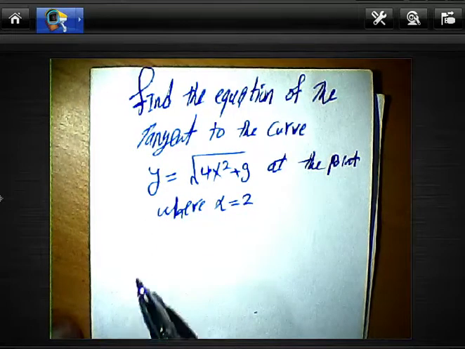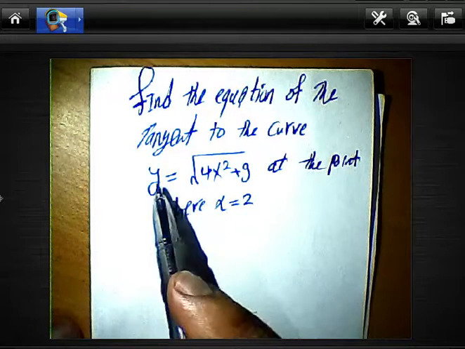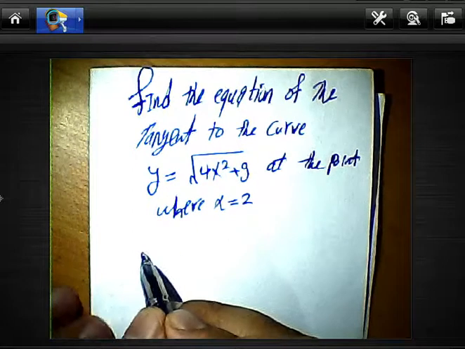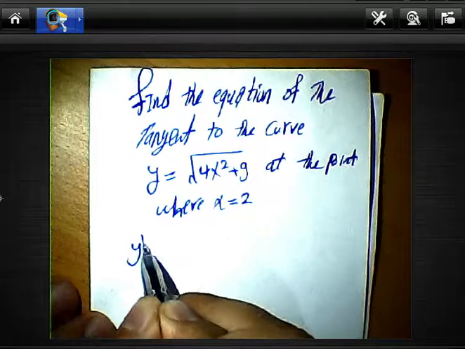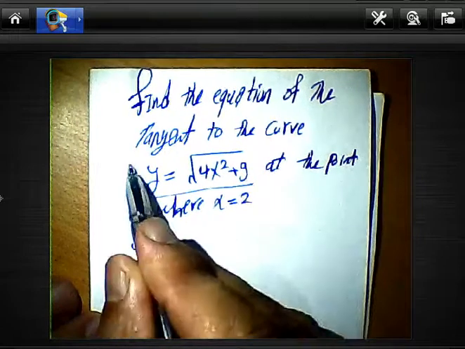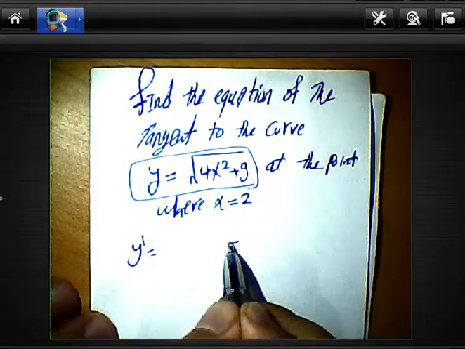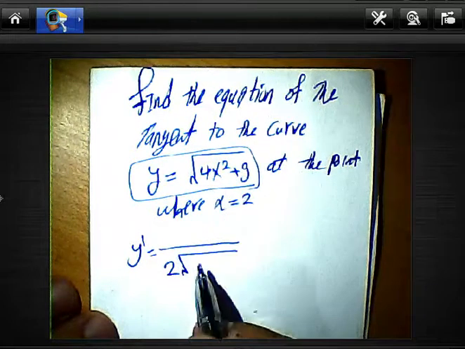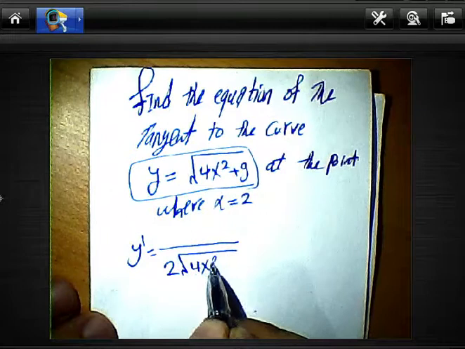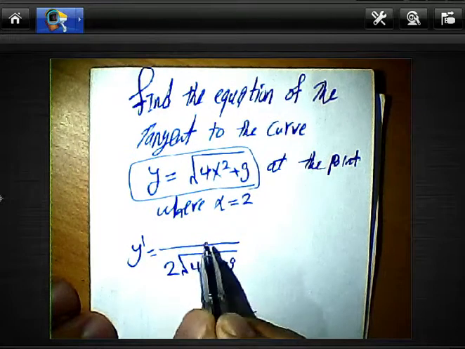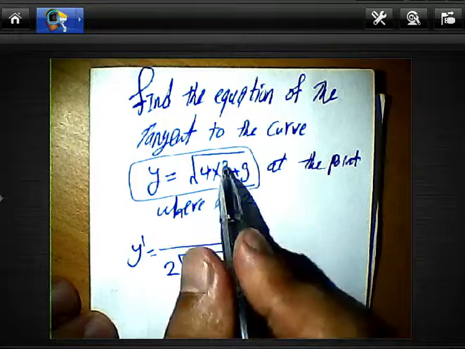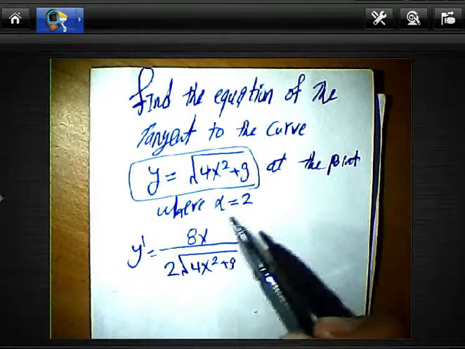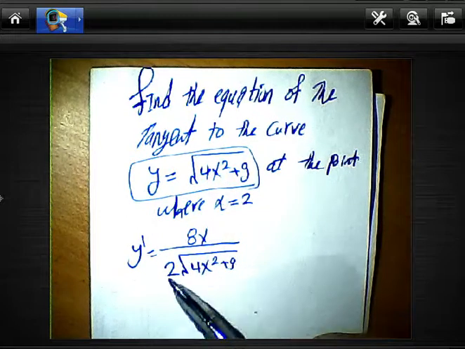Okay, we find the tangent. We can find the tangent, it means the derivative of the function, such that y dash equals, what is it for this function? We can find the derivative of this function: write 2 in the denominator multiplied by the square root of 4x power 2 plus 9, multiplied by the derivative of the inside, which will be 8x. We can drop this power here, multiply by 4 equals 8, and subtract 1 from this power. Okay, that's the derivative of this function.